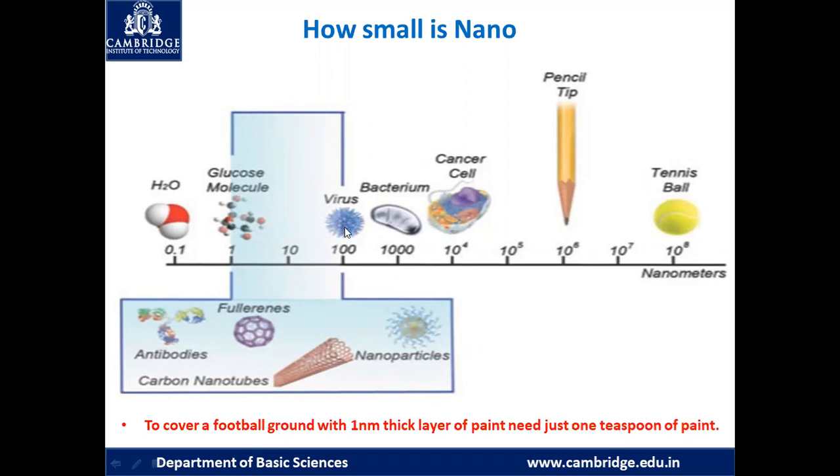In this scale, we are particularly interested in the 1 to 100 nanometer size particles, and it includes fullerenes, carbon nanotubes, nanoparticles, antibodies, etc. To understand how small is nano, an example is, if you take 1 teaspoon of paint, that will be sufficient to cover a football ground completely with 1 nanometer thickness.